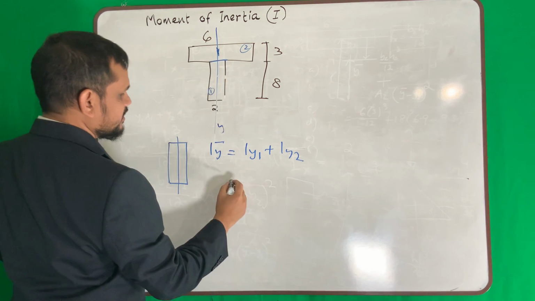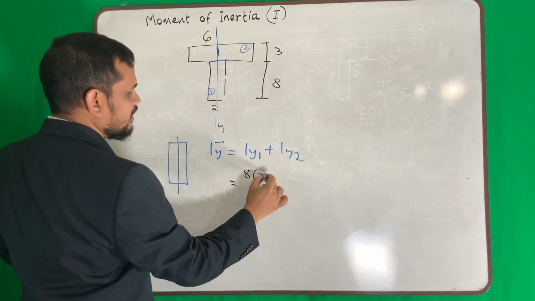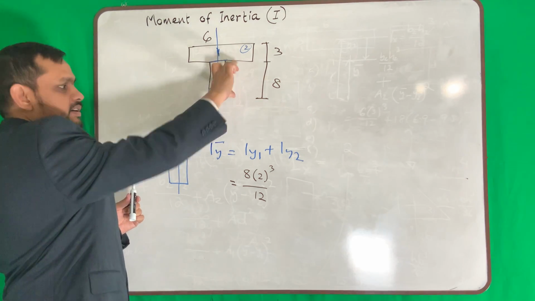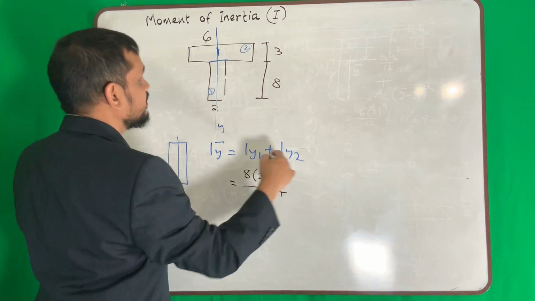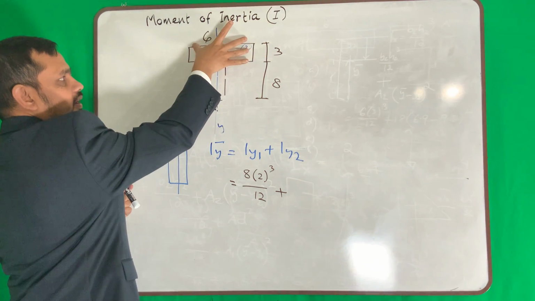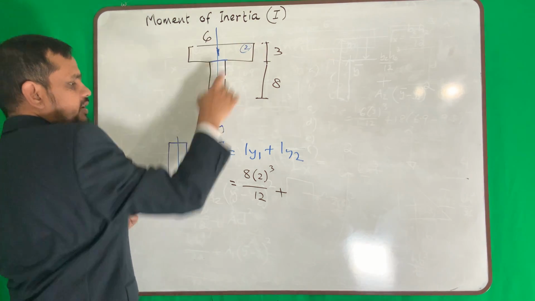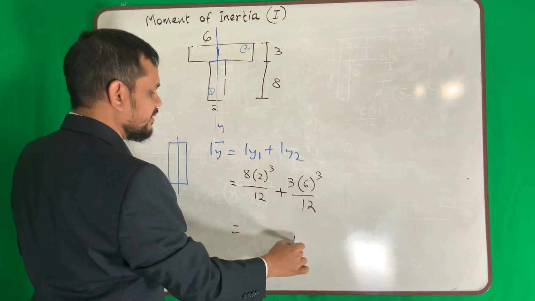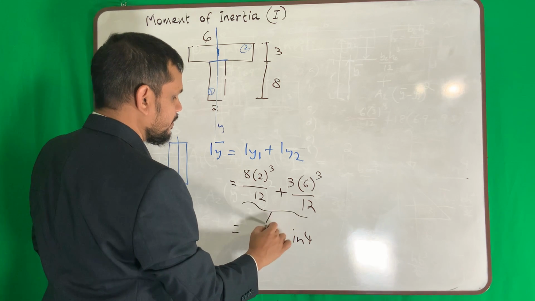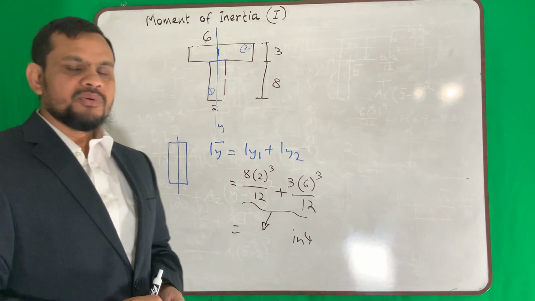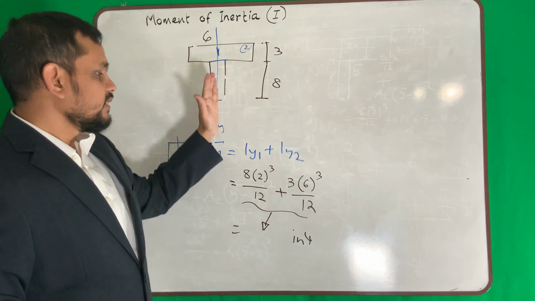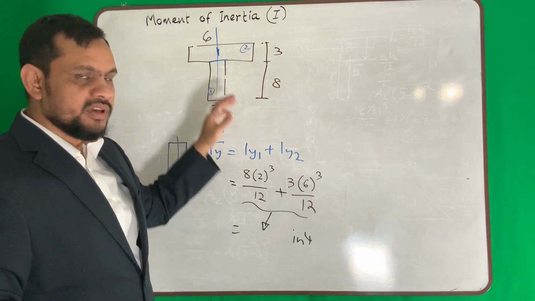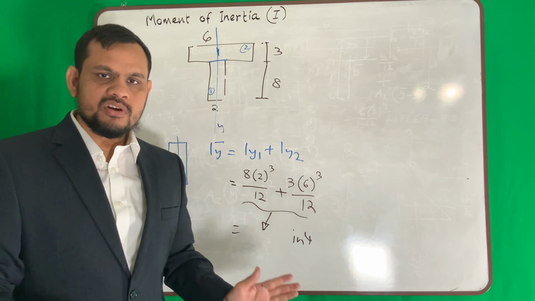What is moment of inertia of this about the y-axis? B h cube by 12, or h is b cube. That means this times this cube by 12. For Iy2, sorry, this times this cube by 12. So 6 cube by 12. Done. Whatever you get is to the power 4. So here I do not need to transfer it anywhere, because the y component of the centroid of 1 and 2 is same as the y component of the centroid of the combined section.